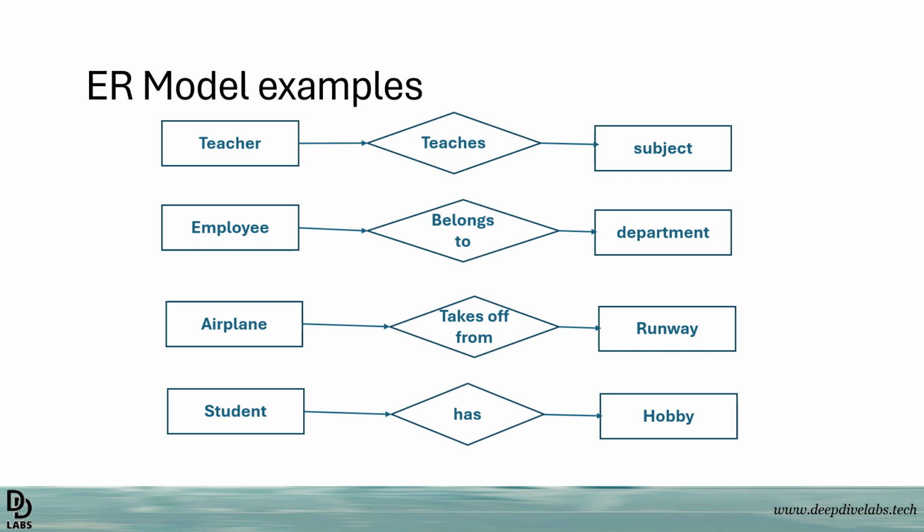So here are some examples, right? You can see that we already saw the teacher teaches this subject. Then you have employee belongs to a department, an airplane takes off from a runway, and a student has a hobby, right? These are examples of the pictorial representation of the entities.